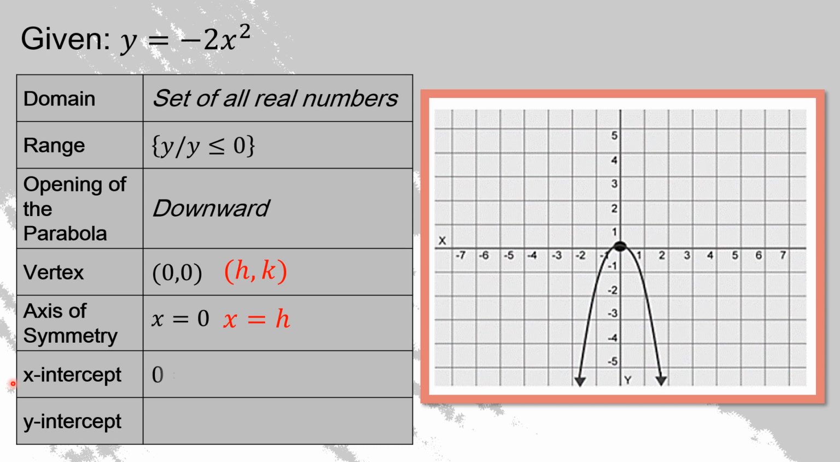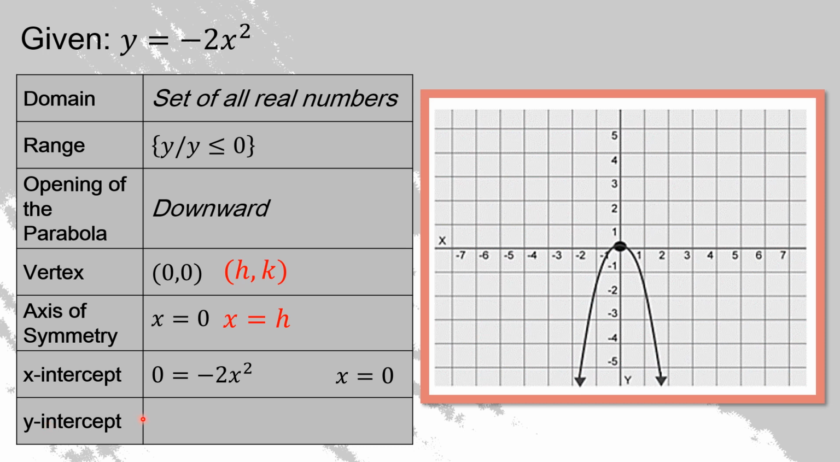And then, let us now find the x-intercept. By substituting 0 for y, so 0 equals negative 2x squared. And then, when we use the discriminant formula, which is b squared minus 4ac, and because this is only a monomial, meaning we cannot complete our equation, therefore, the x will be equal to 0.